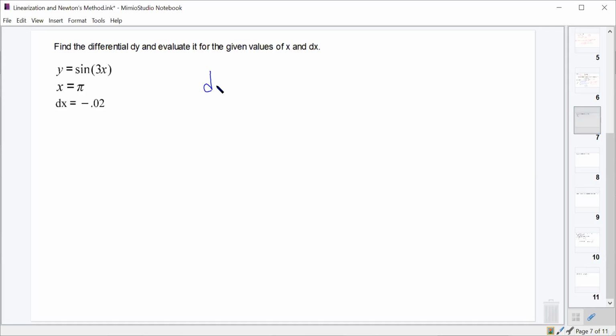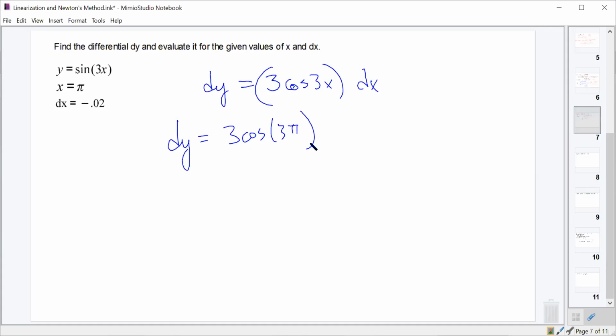So dy should equal the derivative of sine 3x, which hopefully at this point you can do in your head without having to write anything down. What is that derivative using the chain rule? Three cosine of 3x. And then we'll have a dx attached to the end of it. And so we just plug it in. dy, our small change in y, is equal to 3 cosine 3 pi times dx, which is 0.02.